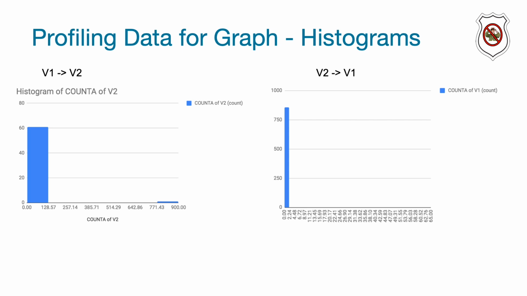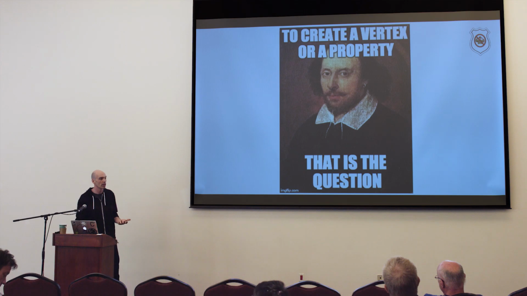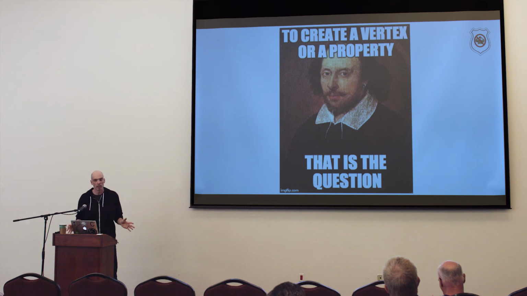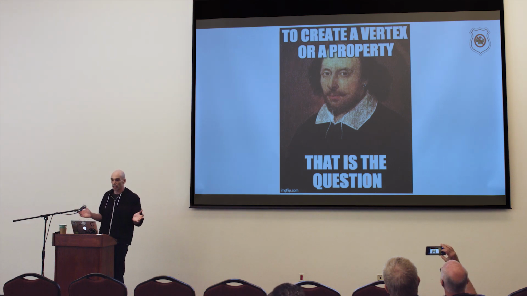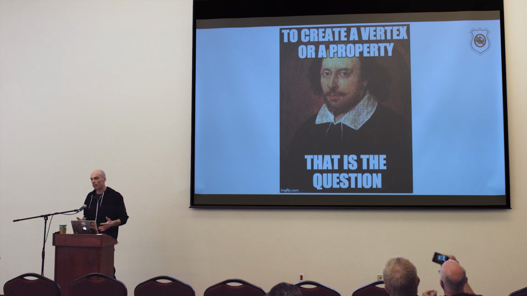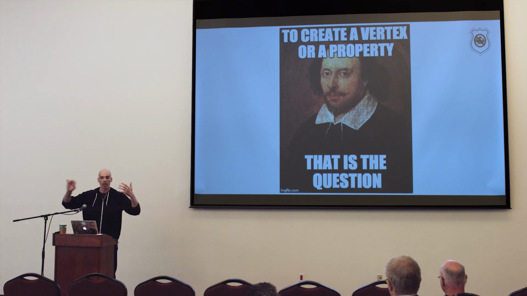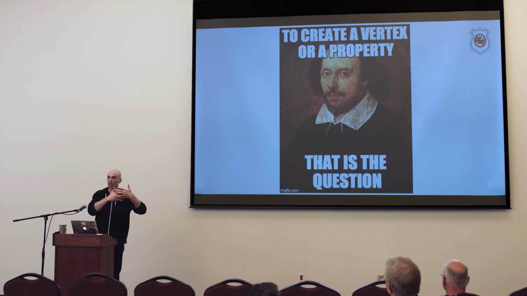All right, so that's great. We have some outliers. What do we do about it? This is what it comes down to in graph modeling, right? And really, it comes down to this simple choice, and this is why graph modeling is still a bit of an art. And that is, do I create a new vertex type, a new node type with an edge, or do I nest that as a property in an existing vertex type?